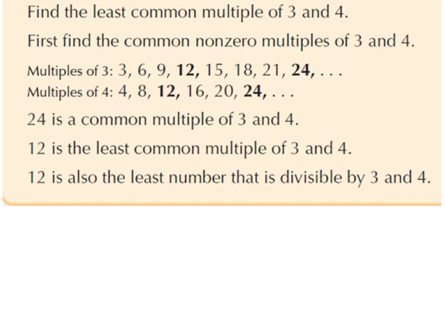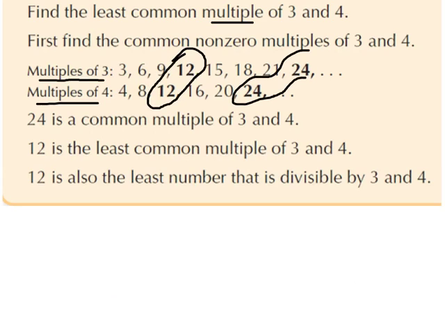So let's say we find the least common multiple of 3 and 4. A multiple is a number that is a bigger number than 3 or 4. You can list the multiples of 3 and the multiples of 4 and find the smallest one that they have in common, which would be 12. You see that 24 is also in common, but it is not the least. 12 is the least.